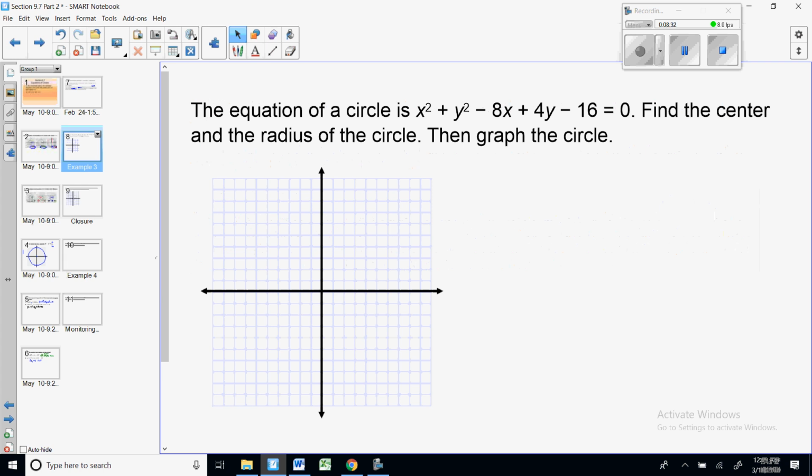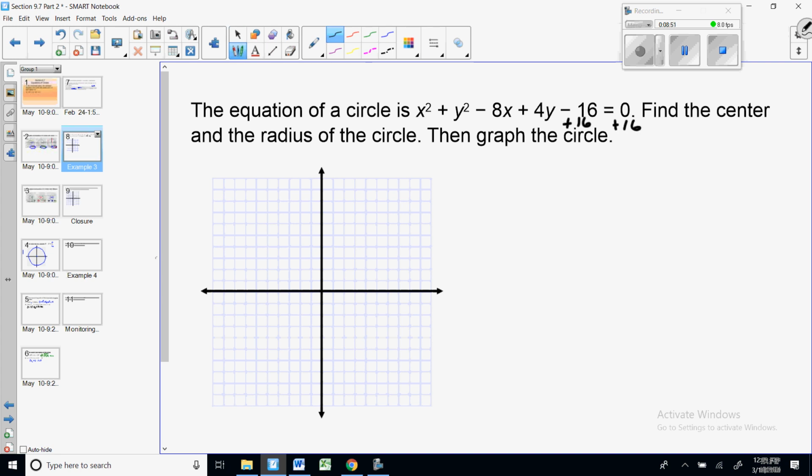Now remember, in our last lesson we worked on completing the square. And this is where completing the square is going to become important. We're going to find the center and radius of our circle, and then we're going to graph our circle. So the very first thing we have to do is get our 16 to the other side. Okay, and to do that, we're obviously going to add 16.